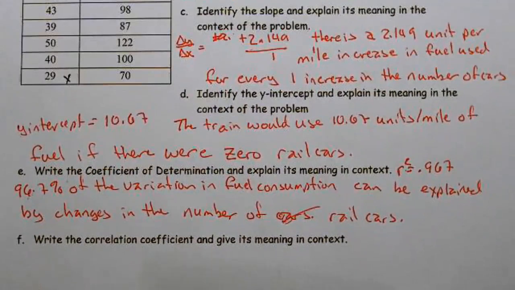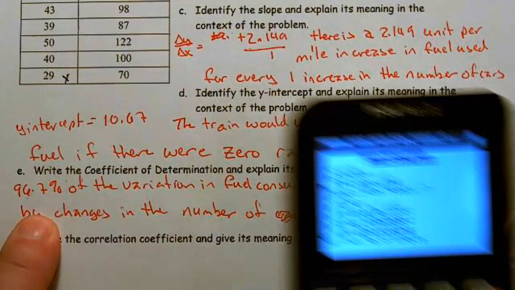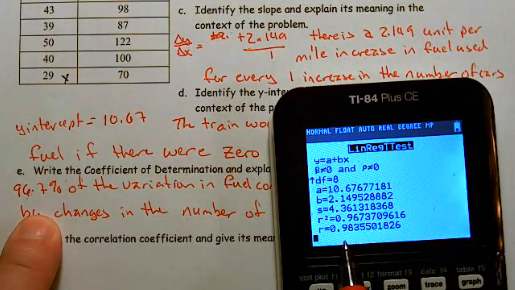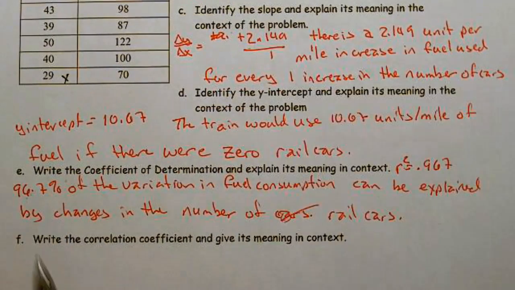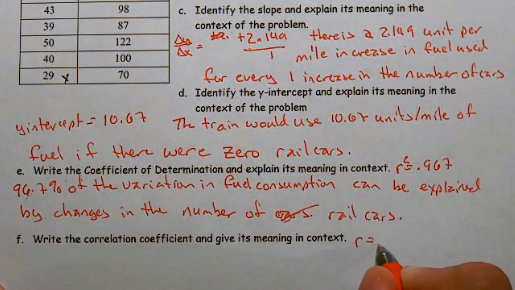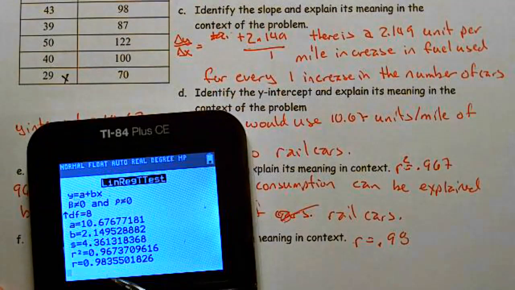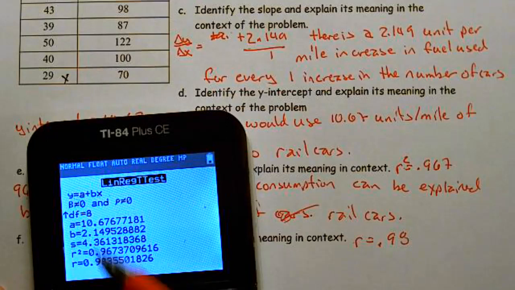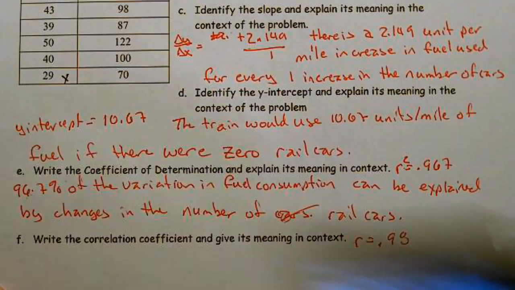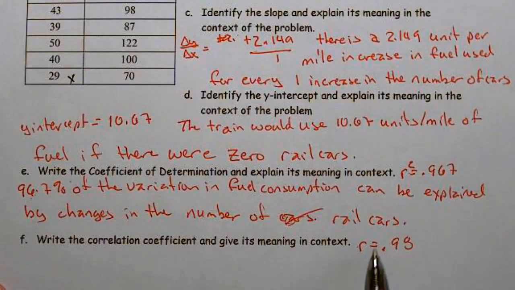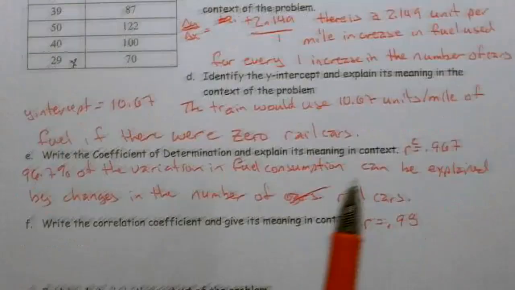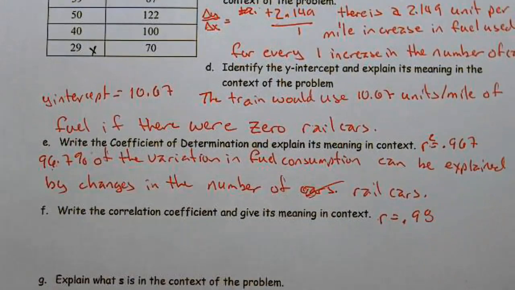Write the correlation coefficient. Well, the correlation coefficient is just the square root of that, but the calculator actually gives us this. So the correlation, or R, equals 0.98. And notice R is positive, but so is our slope. The R and the slope will always have the same sign. If they don't, something went way, way wrong. Well, this is a very, very, very strong correlation, which means my data points should lie very close to the line. The stronger the relationship, the closer the data points are to the line.